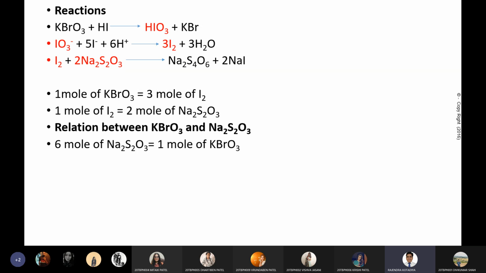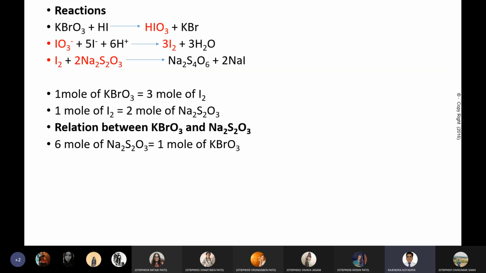Does anyone have any doubt up to here? No, sir. Other than Mitakshi and Dharti, does anyone else have a doubt? No, sir. Okay, so based on these three reactions, we find that 6 moles of Na2S2O3 is equivalent to 1 mole of KBrO3.